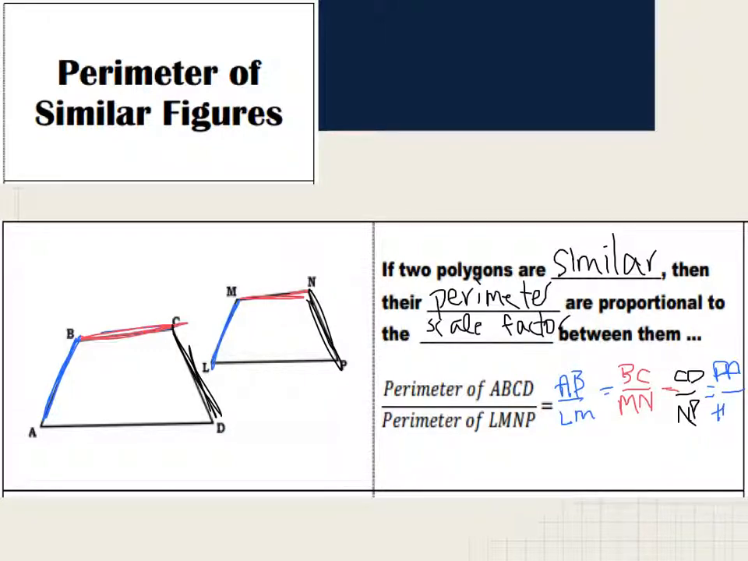Remember, when we name these sides, we have to use their letters and where they are in relationship to each other. So AB is proportional to LM, and so on around our quadrilateral or any polygon that we are looking at.